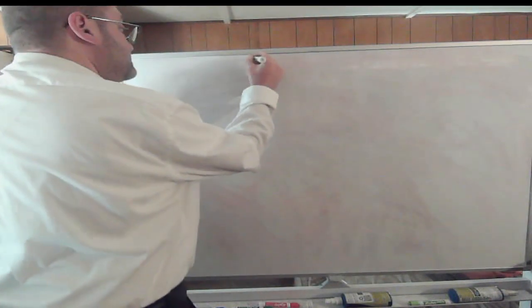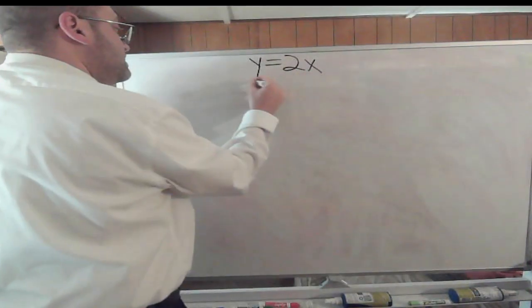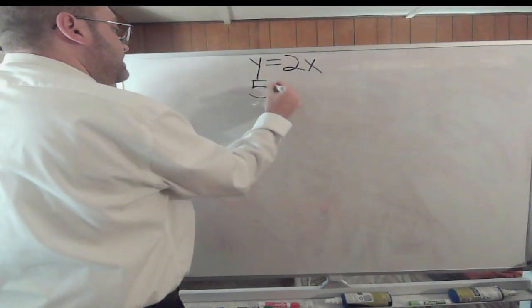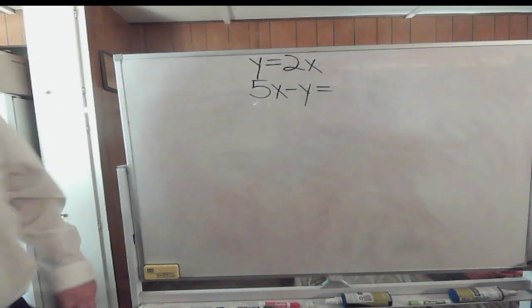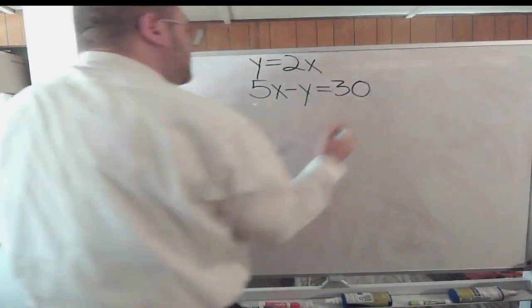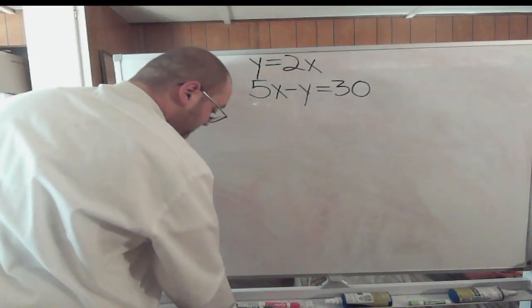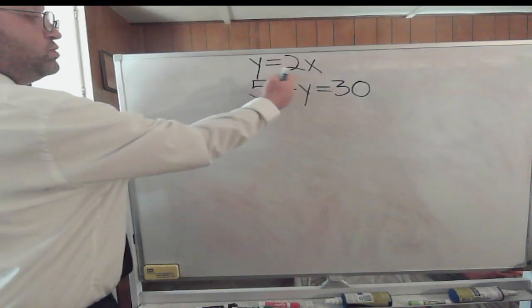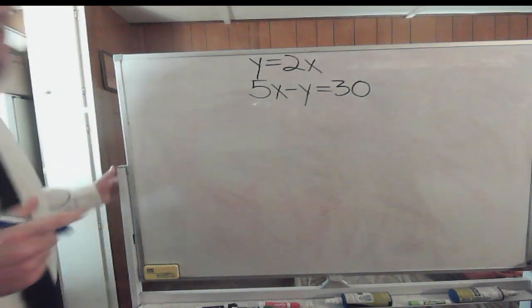Alright, what is the next system? Let's see, we got y equals 2x, then we have 5x minus y equals 30. So you have the next system of equations having y equals 2x and then 5x minus y equals 30.